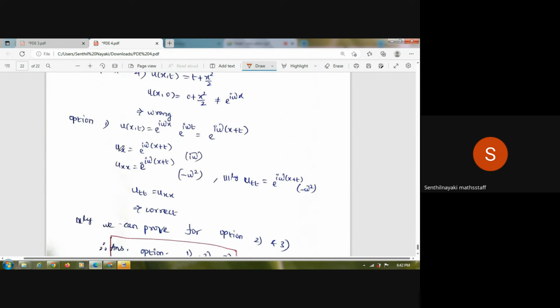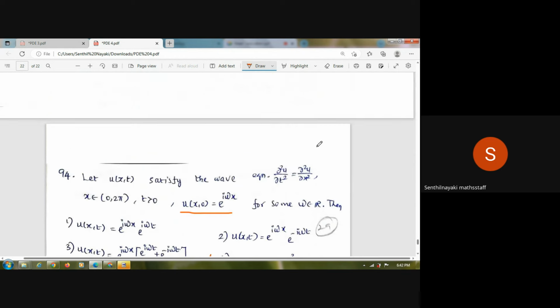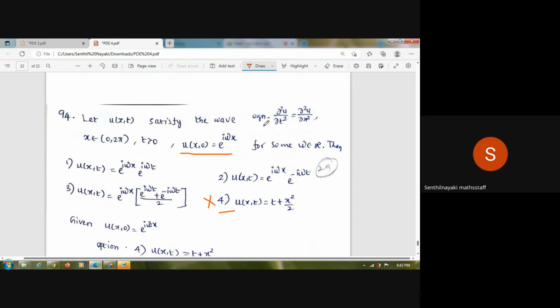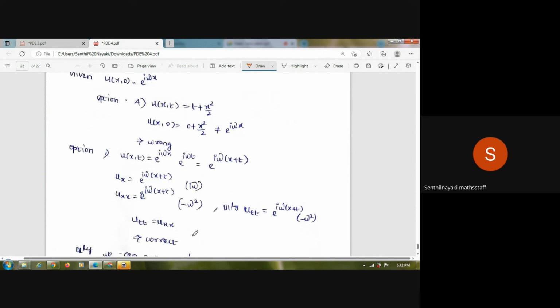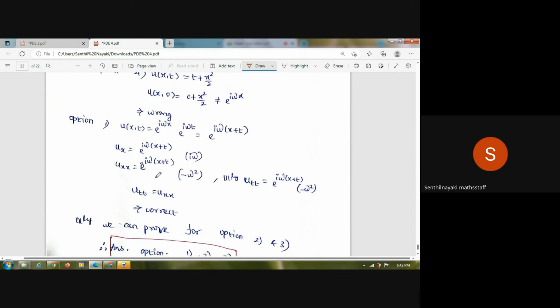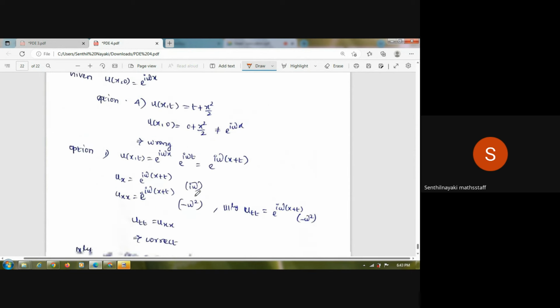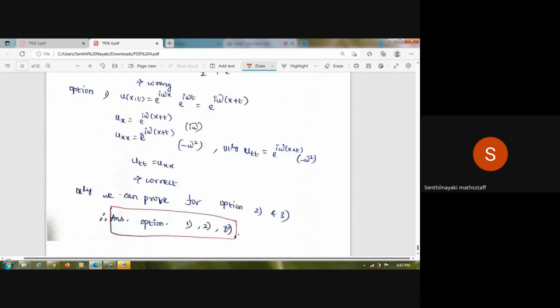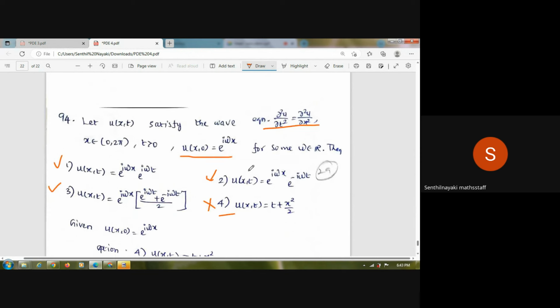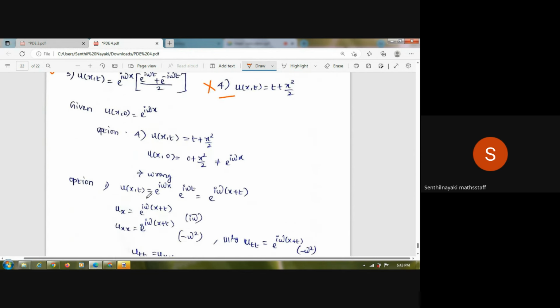Moreover, if you differentiate uxx and utt, it satisfies the wave equation utt equal to uxx. So you have to check these two conditions for all the options. These two are satisfied by option 1. Therefore, the first option is correct. Similarly, you can check the second and the third options also. These two also satisfy the two conditions. Therefore, the correct answer is 1, 2, 3. So the wrong answer is only 4. Okay. So try yourself.